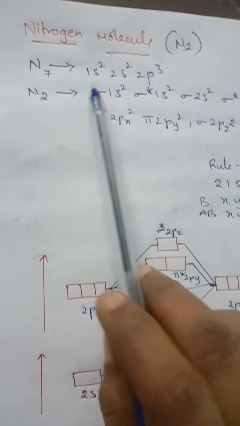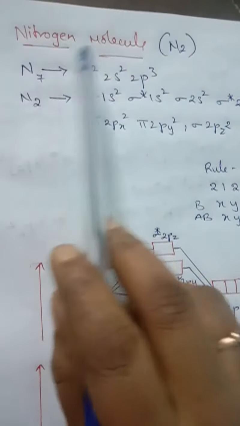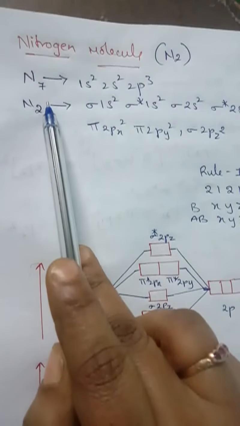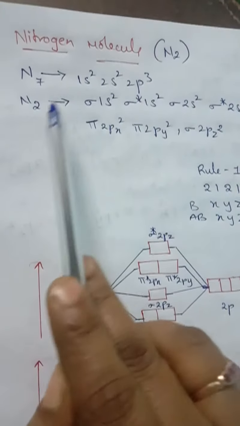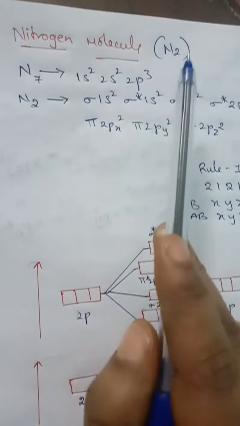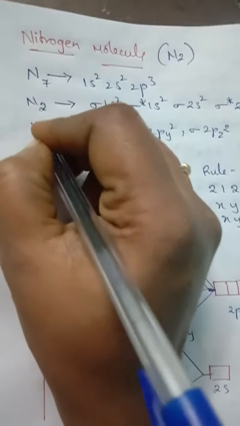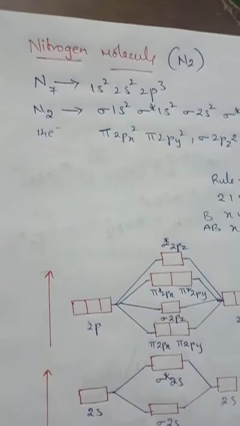So look at here, children. Again, I have drawn neatly the nitrogen molecule. One nitrogen atom consists of 7 electrons. For two nitrogen atoms, totally how many electrons? 14 electrons will be present for two nitrogen atoms.